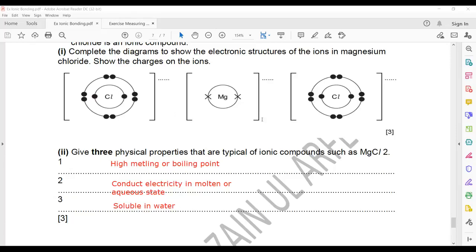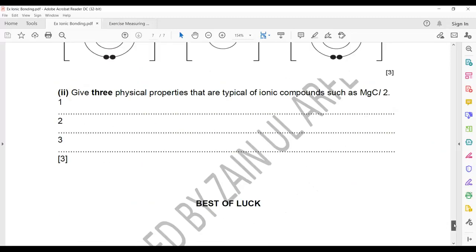Even in the exam, if they change this question, for example, if they say write physical properties of potassium iodide, your answer should be the same. If they say write properties of calcium chloride, because they are all ionic and ionic compounds have the same physical properties, that's why we can write the general physical properties of an ionic compound.